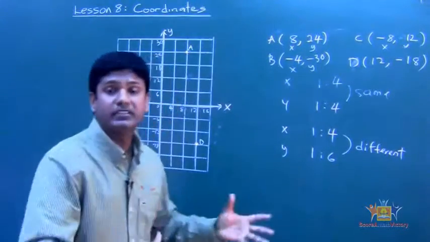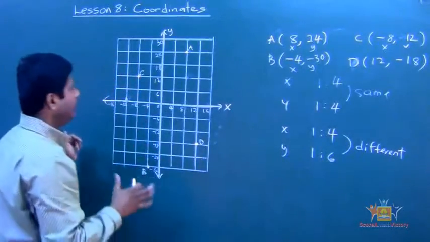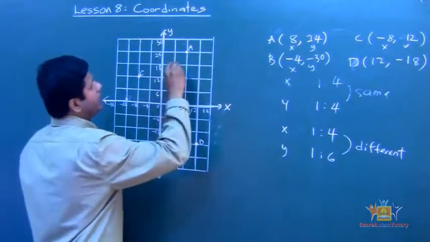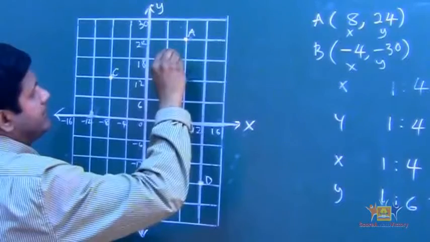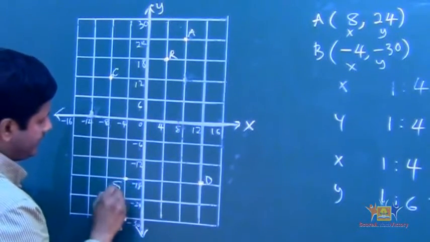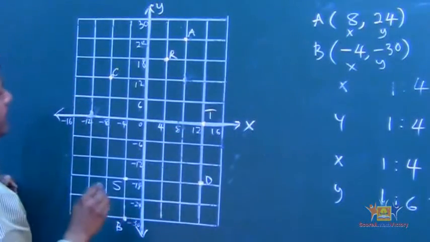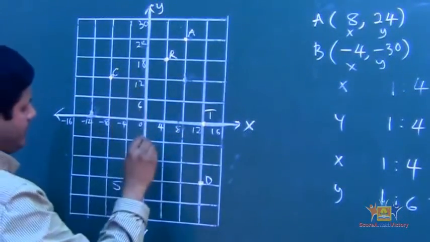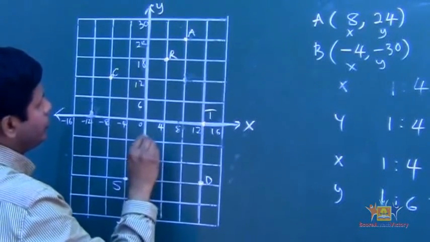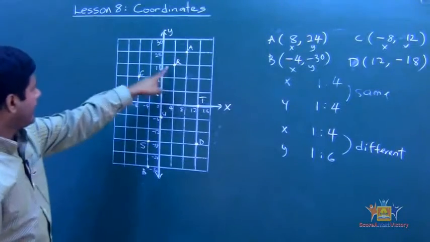Now let's say Mr. Mac gives you points on the graph, on the Cartesian plane. Let's say I ask you to find the coordinate for this point right here. Let's say this is R, then another one, this is S, and this is T, and then another one right here, this one is going to be U. Let's find R first. R is right there.